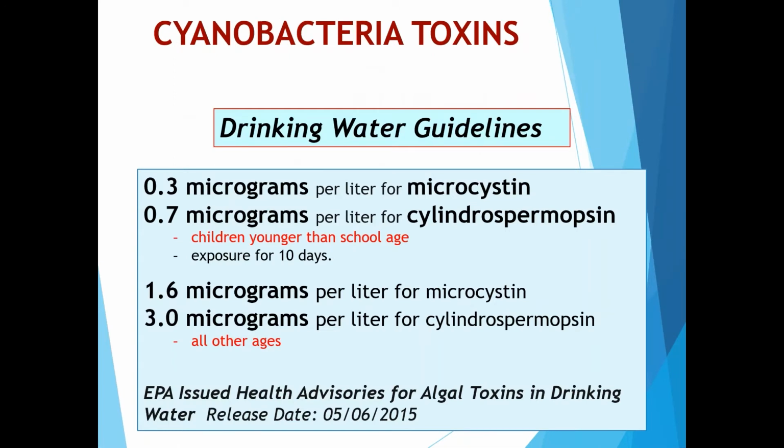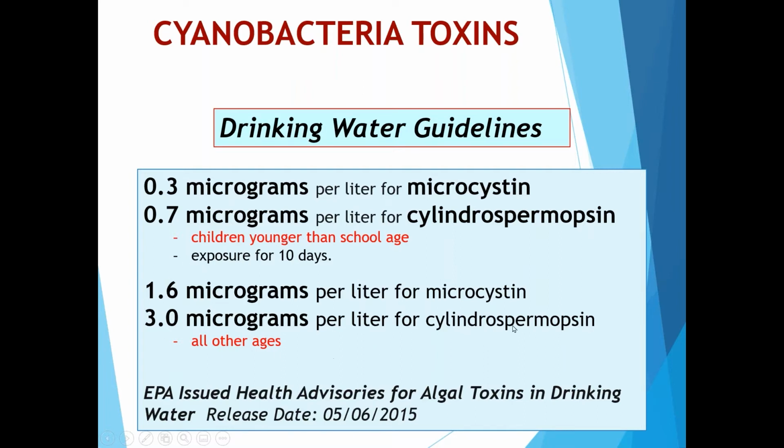EPA has guidelines. I kind of feel like Pirates of the Caribbean: it's really more of a guideline, which is a little frustrating. I wish they had actual regulatory language when they released this, but they didn't. They're advisories. But what they say is, for drinking water, they have microcystin and cylindrospermopsin. They have stratified it by school age, which I understand the biology behind, but no family, unless you have one child, is going to be able to stratify by school age.